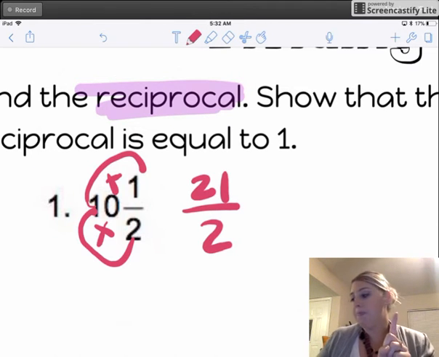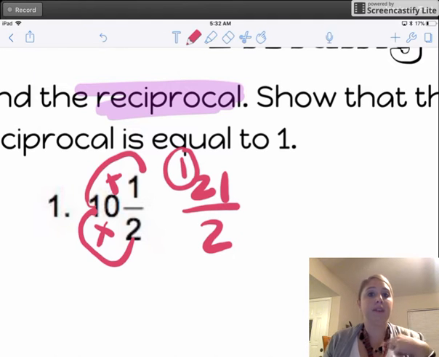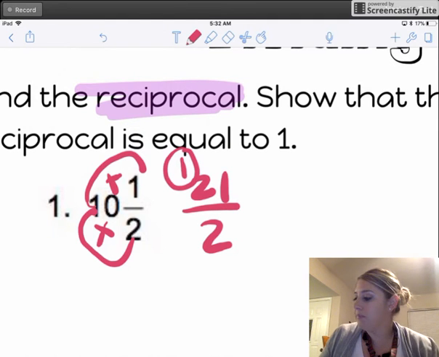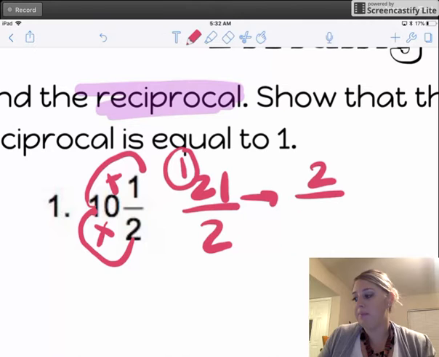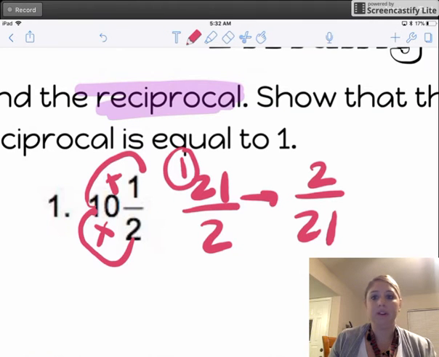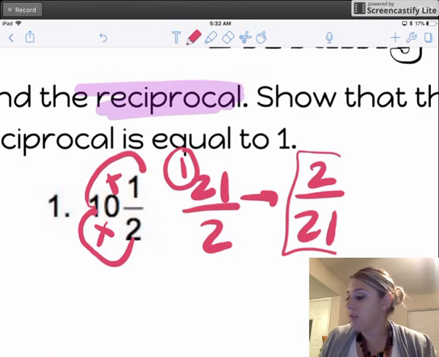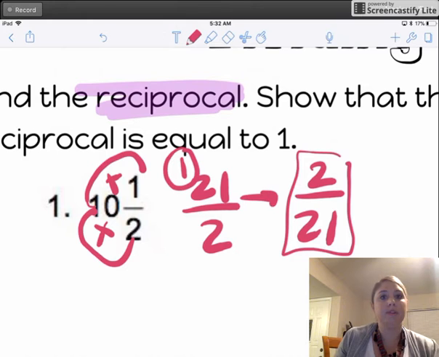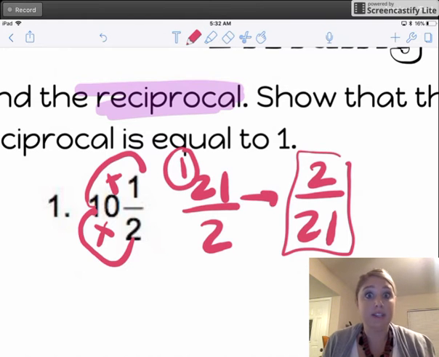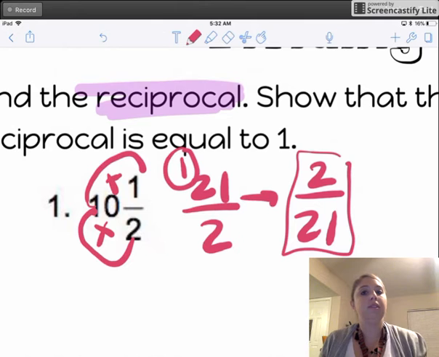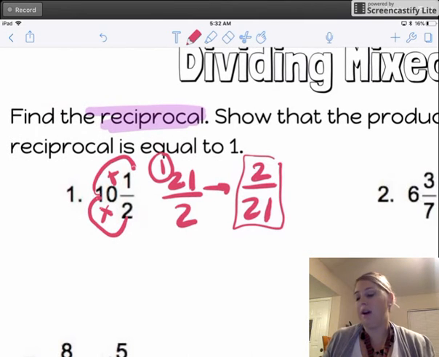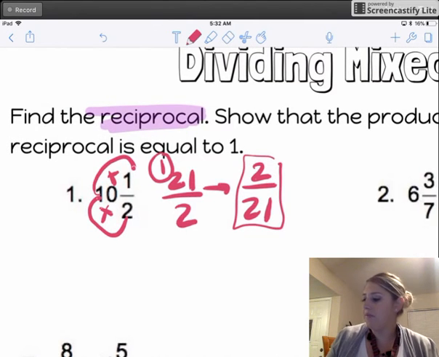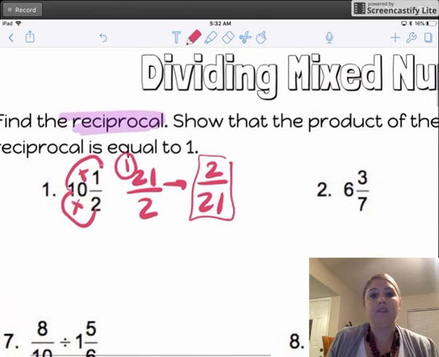That's step 1. Step 2 is to find the reciprocal of it, or the flip-flop. So remember, to take the flip-flop, I just flip it over. So my reciprocal of 10 and 1/2 would be 2 over 21. And it's as easy as that. So step 1, make it MAD. Step 2, do 2 over 21, or do the flip-flop of it. Okay? So here we go.